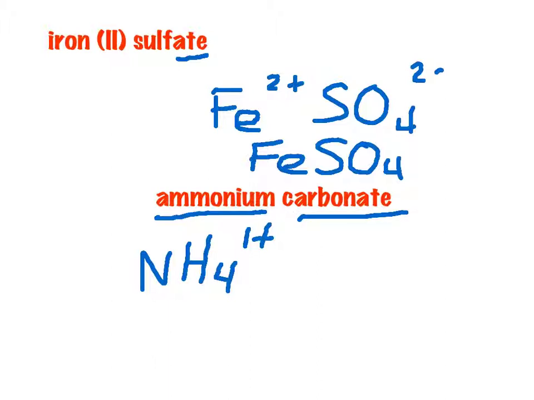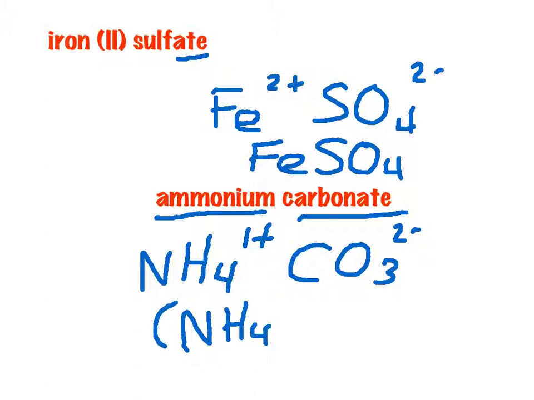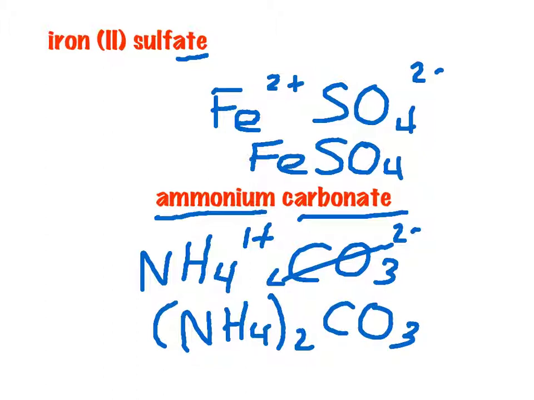Carbonate, I see that ATE ending. I know it's a polyatomic ion. I look it up on the table and I see that its formula is CO3 with a 2- charge. And I'm going to crisscross the 1 and the 2. The ammonium I have to put in brackets because I'm crisscrossing a 2 down. I'm crisscrossing a 1 down to the carbonate, so I don't need to put it in brackets. I just write CO3, and that shows that there's 1 of those carbonates. So that's ammonium carbonate.